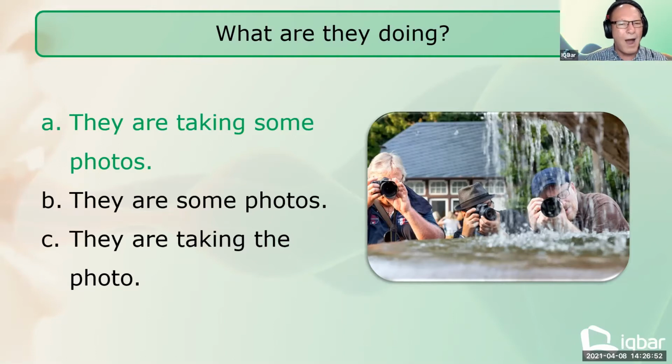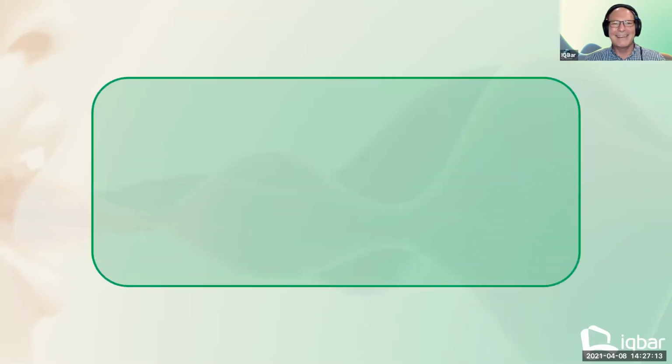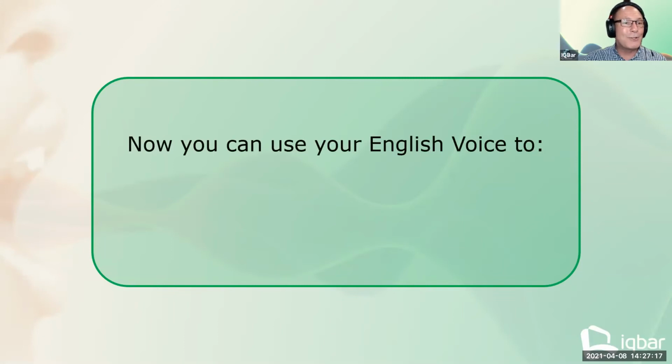And tell me, why do we use option A? Because we have to say they are, because there's more than one person, but we have to use some because we don't know how many photos they are taking. Excellent. Very, very well done. That was great.